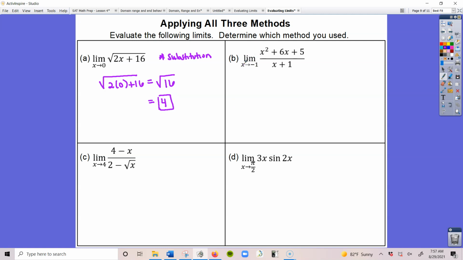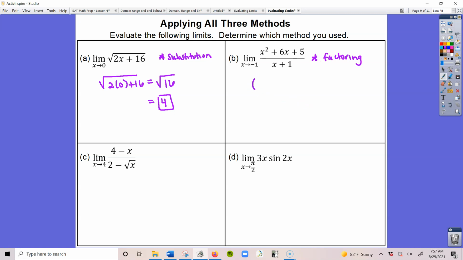Over here, I have the limit as x is approaching -1 of x squared plus 6x plus 5 over x plus 1. Now, if I plug in -1, I'm only really checking the denominator, because if the denominator is 0, that means I'm going to have to factor. If I plug in -1, I do end up with 0, so I'm going to factor this out. So we're going to use the factoring method.